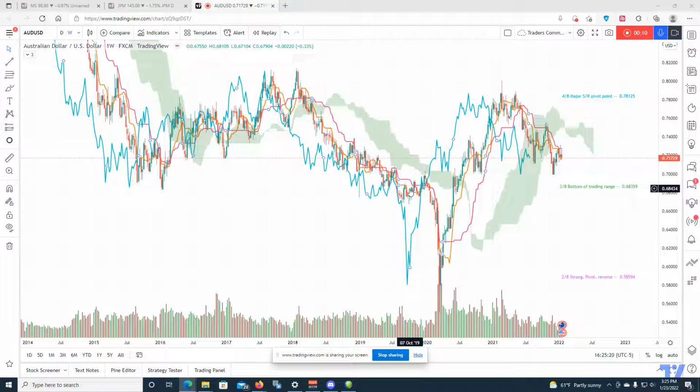After a pretty violent couple of weeks in the markets, we're going to go through the charts that we put on our weekly traders community. We're starting off with the Australian dollar and the New Zealand dollar on this episode. So let's look at the Aussie really quickly.